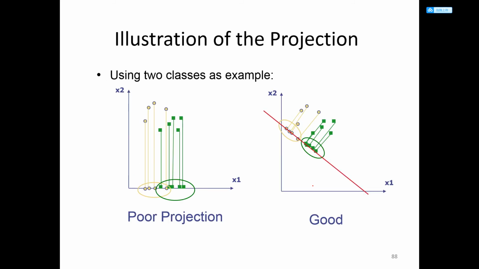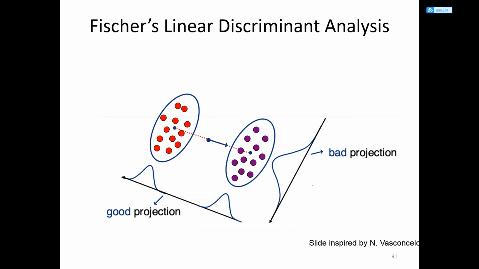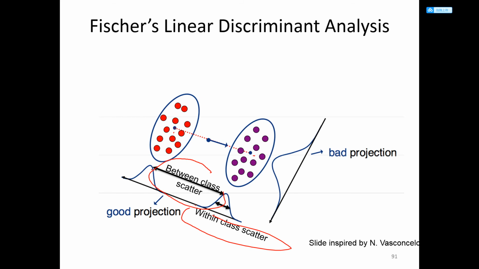And what we want to do, for a good projection, is to have as large as possible this between class scattering, right? I want to have the mean of the two classes as far away as possible. And at the same time, I want to minimize this within class scattering as much as possible, right? So within one class, I want to minimize this variance as much as possible.